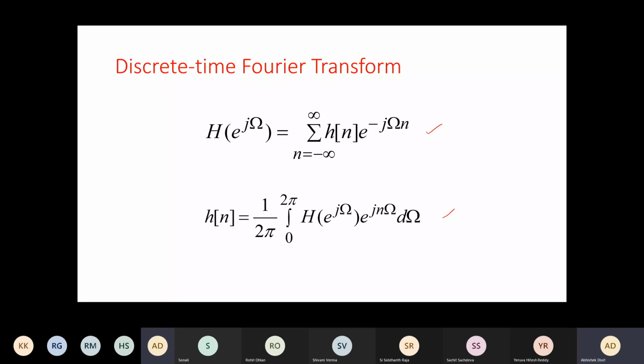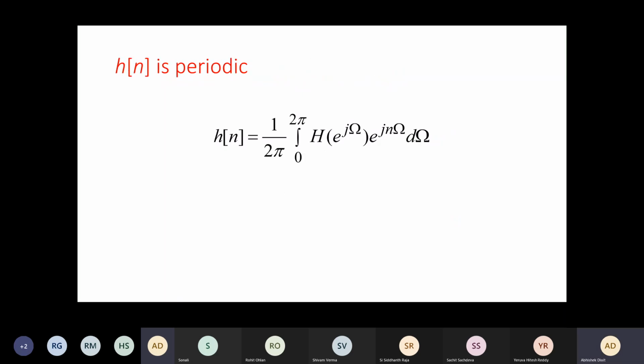Yeah. So these are the two equations for discrete time Fourier transforms that we have seen. And so h[n] is given by this expression. Now let us consider a specific case where h[n] is a periodic signal. Okay. And let us say the period of h[n] is capital N. All right. So that's what we intend to do.